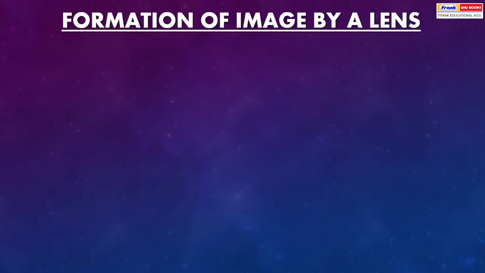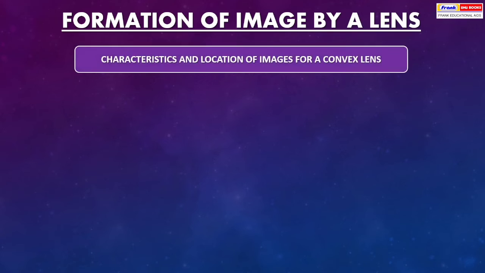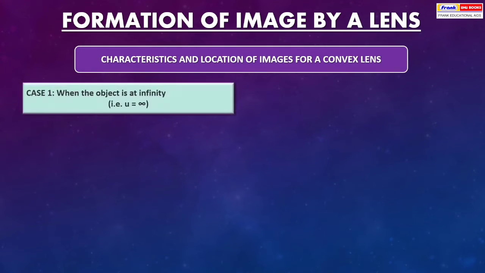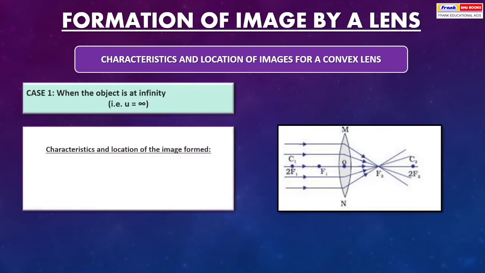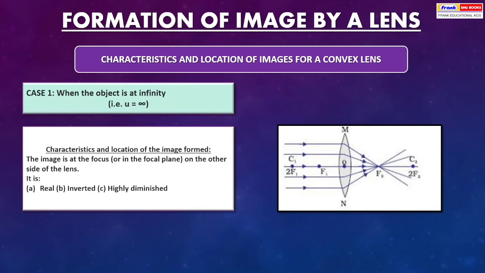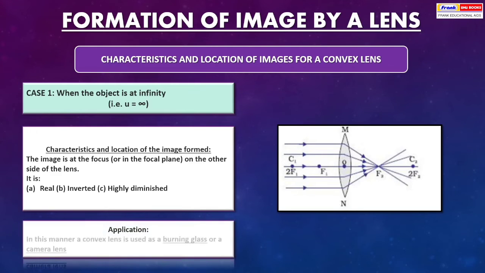Formation of an image by the lens. Characteristics and location of images for a convex lens. Case 1. When the object is at infinity, that is, u is infinity. Characteristics and location of the image formed: the image is at the focus or in the focal plane on the other side of the lens. It is real, inverted, and highly diminished. Application: in this manner, a convex lens is used as a burning glass or a camera lens.